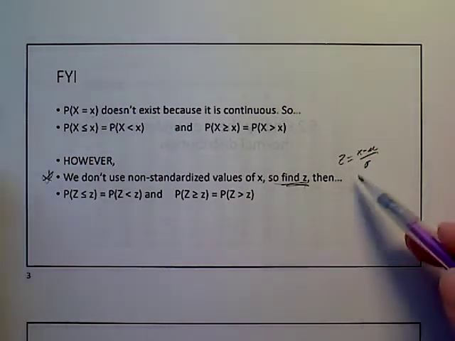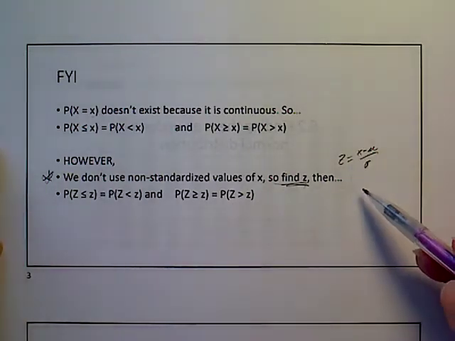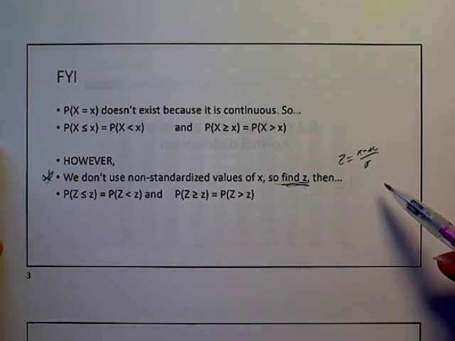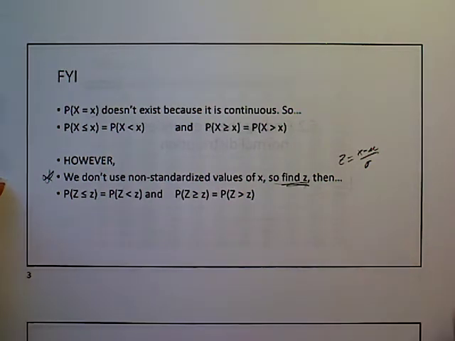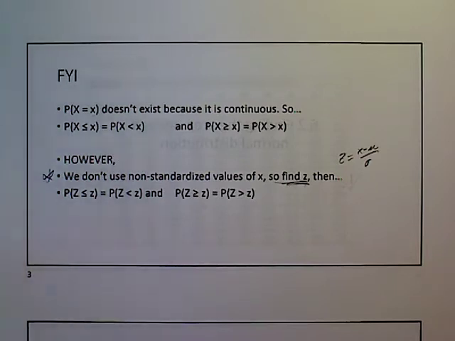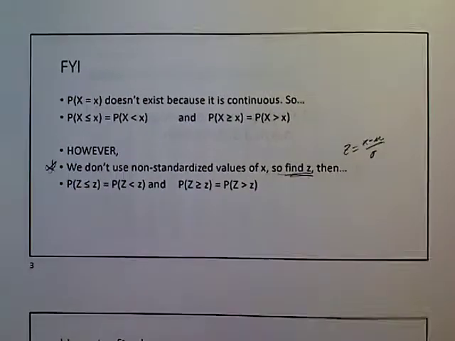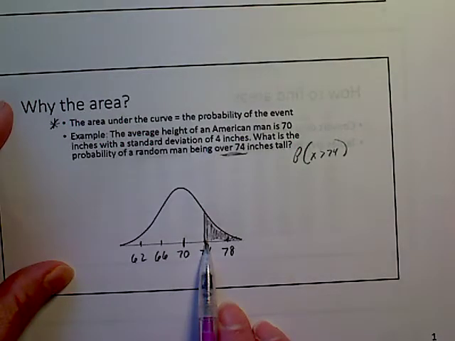Z means the standard deviation away from the mean. That 74 inches is a certain standard deviation from the mean. In this case, where'd he go? On here. In this case, it happened to be exactly 1 standard deviation. So in this case, z equals 1.